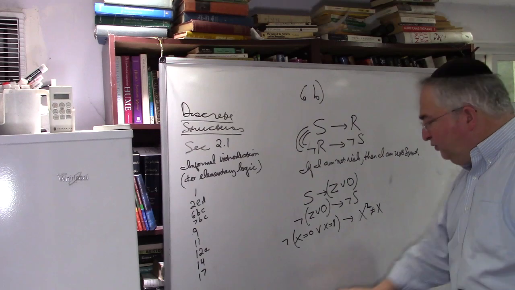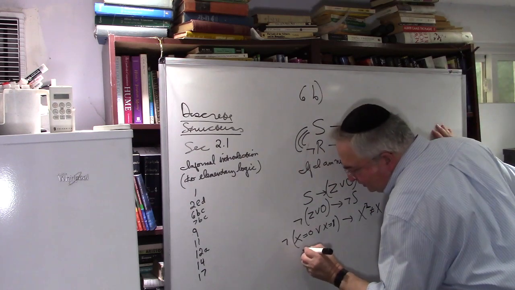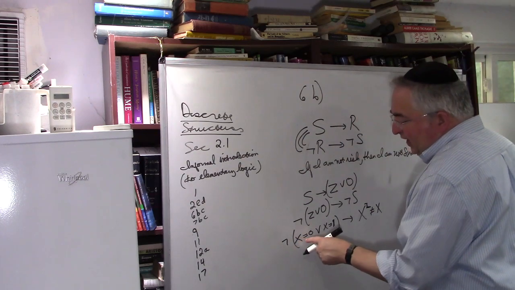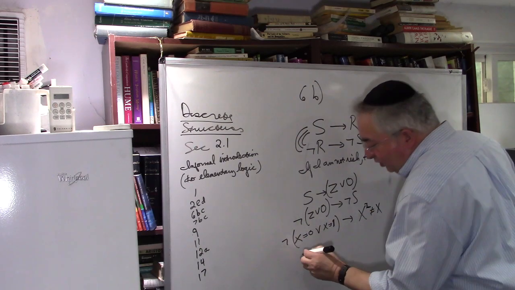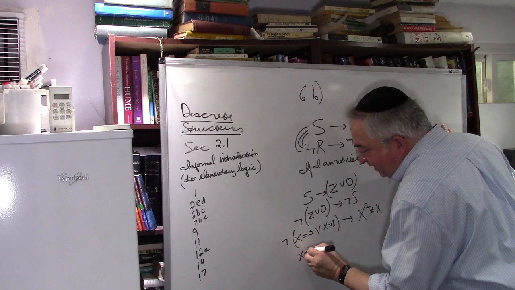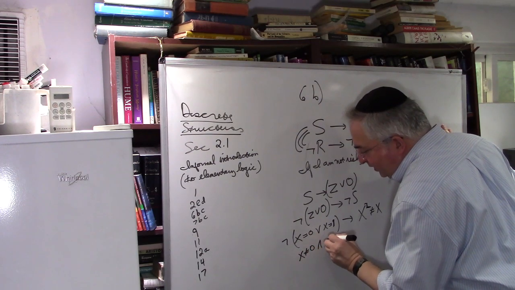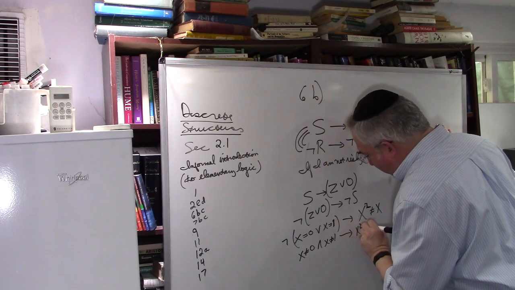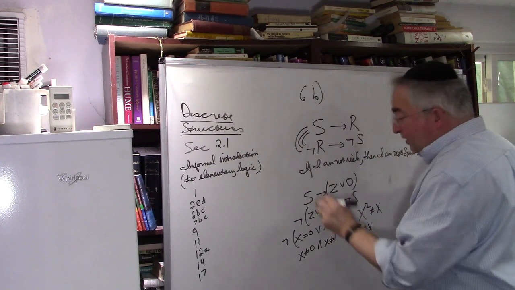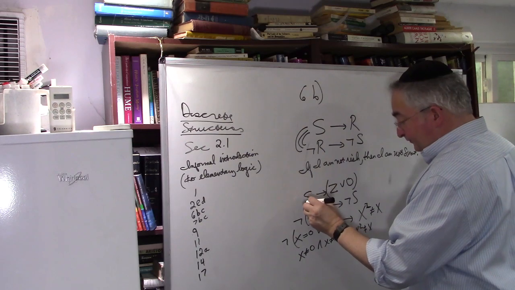We're going to see another rule. This is the same thing as saying, look, if it's false that x is equal to 0 or x is equal to 1, that means one of these things is wrong. So you might as well write it like this: x is not equal to 0 and x is not equal to 1 implies x squared is not equal to x. This is true.